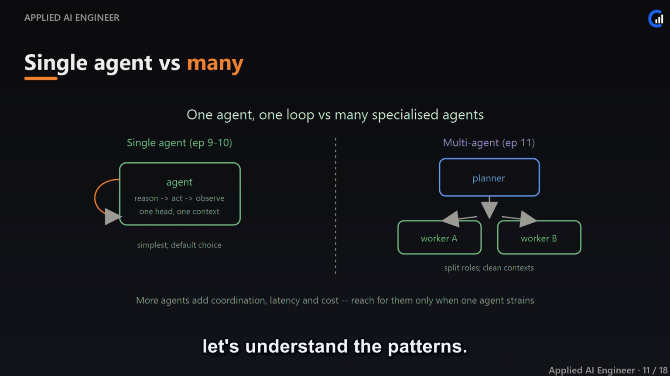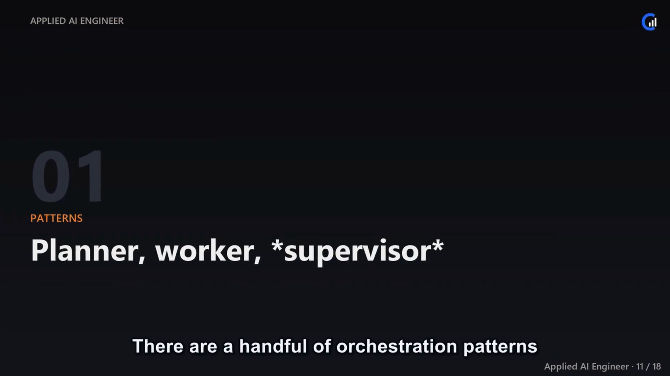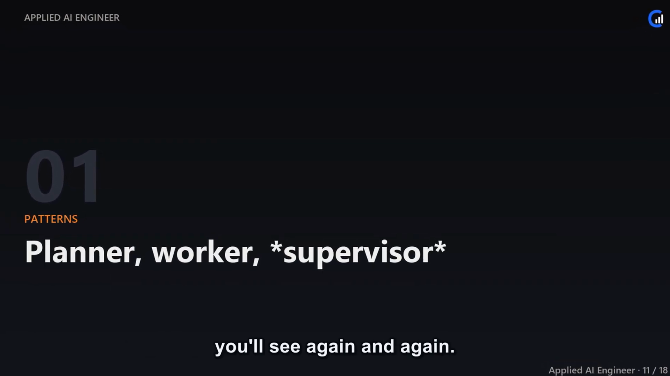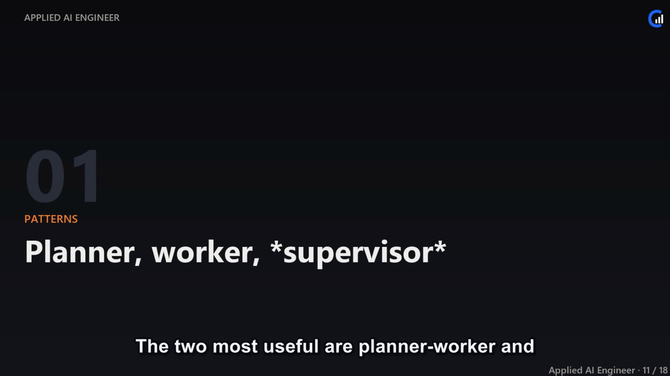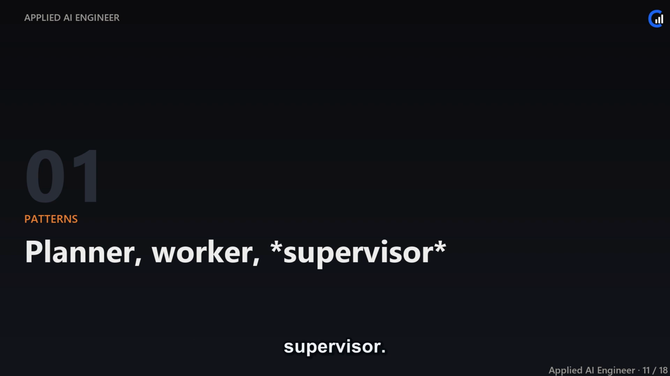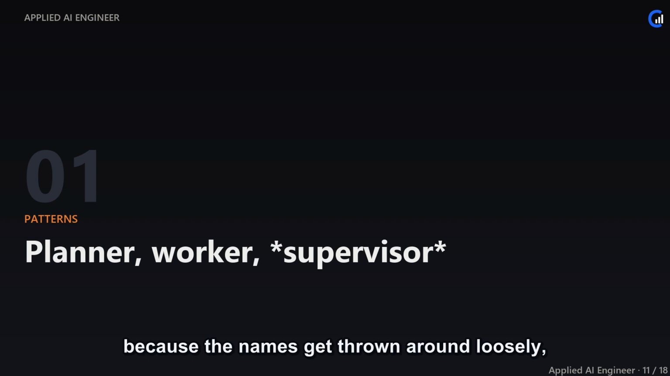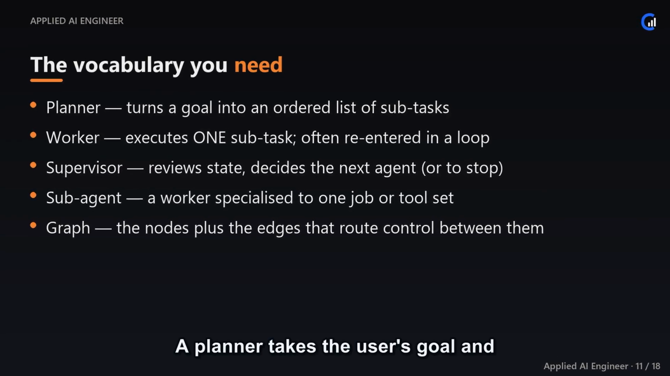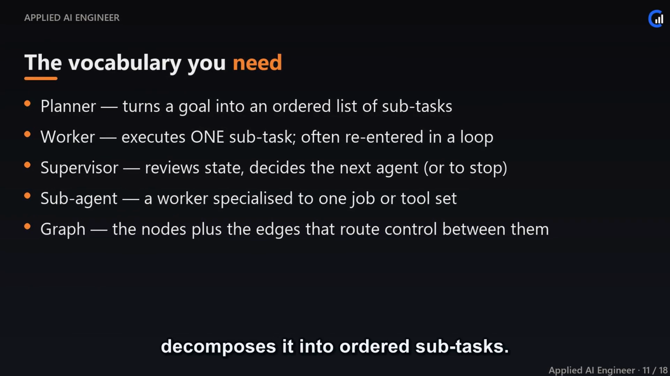First, let's understand the patterns. There are a handful of orchestration patterns you'll see again and again. The two most useful are planner worker and supervisor. Let's define them precisely, because the names get thrown around loosely, and then we'll build them for real. Five terms. A planner takes the user's goal and decomposes it into ordered subtasks. A worker executes exactly one of those subtasks at a time.